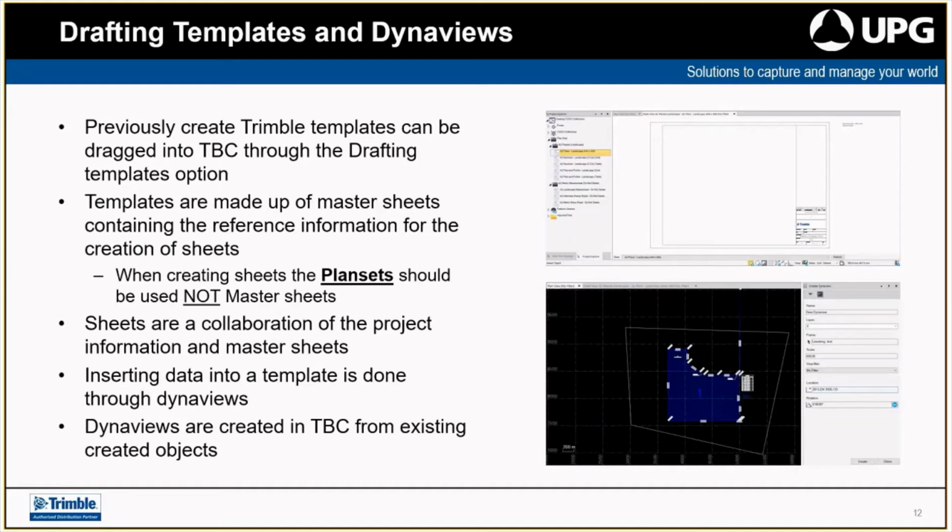Drafting templates can be stored against a template in TBC. So when you're opening up TBC and you're using a template, these drafting templates can be saved in it like an FXL. They're made up from master sheets, so there are master sheets and reference sheets in that set. The master sheets are essentially telling the reference sheets all of the information that's associated with that view.